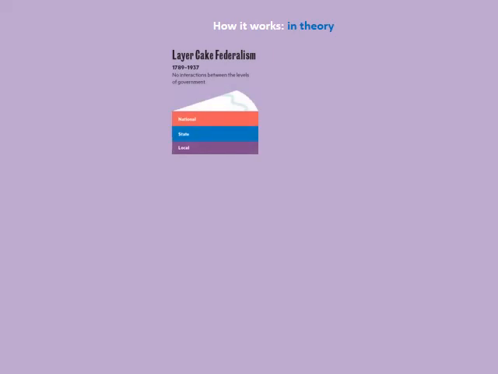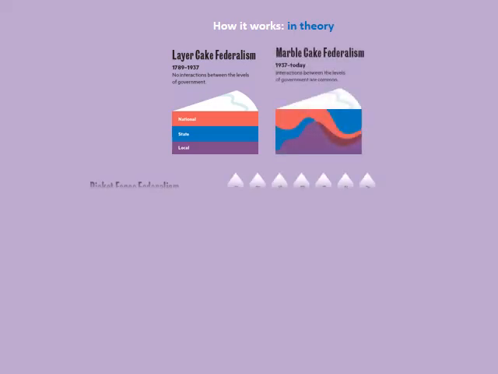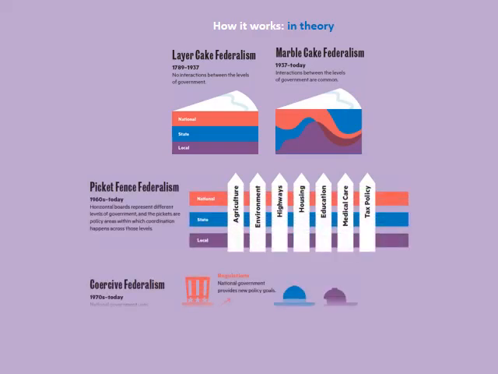Now let's look at how it works for this particular chapter. Layer cake federalism meant no interaction, or little interaction, between the levels of government. National government on one layer, state on another layer, local on another layer. And remember, local power comes from the state power anyway. Marble cake federalism mixes state, local, and national power together, and we started to see that from 1937.